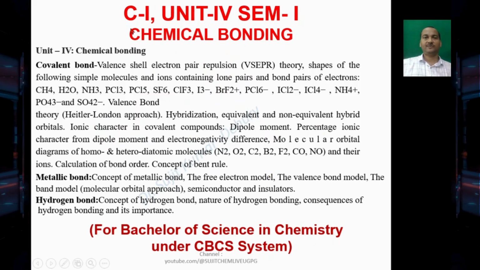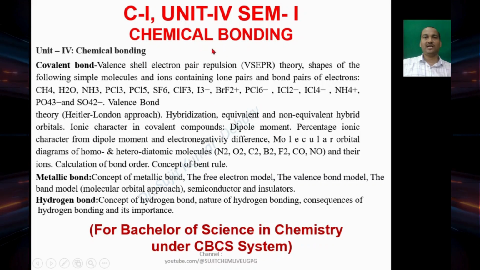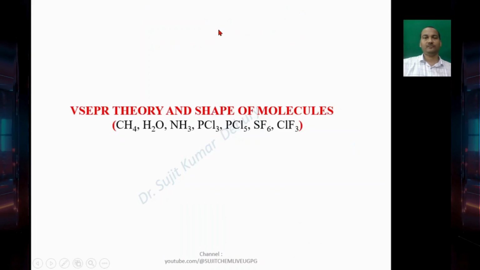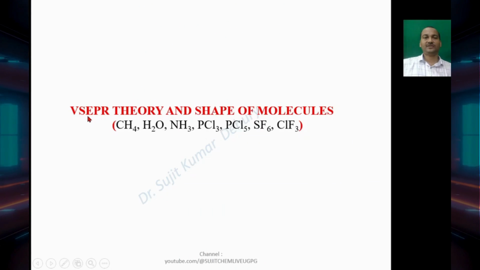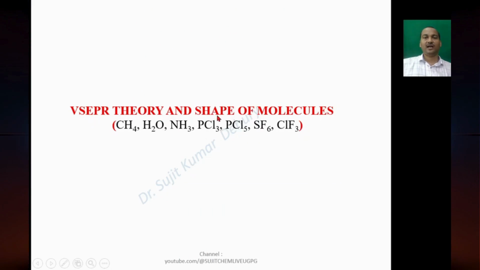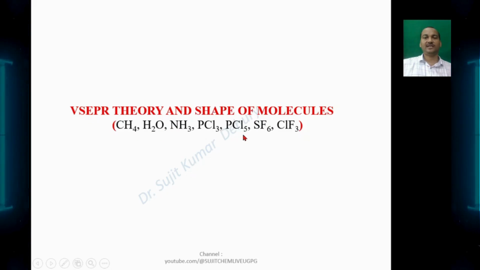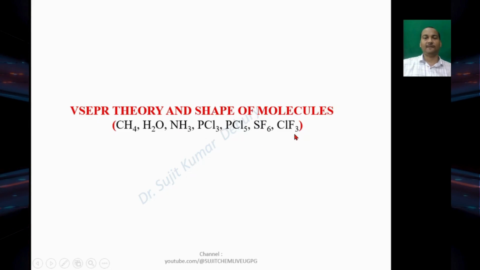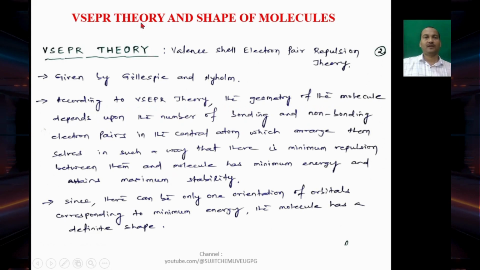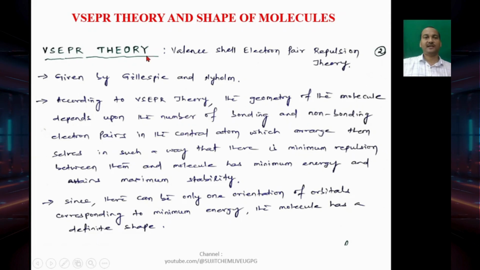So this is the syllabus for Core 1 paper Unit 4 Chemical Bonding. So today we are going to discuss VSEPR theory and shape of molecules like methane, water, ammonia, PCl3, PCl5, SF6 and ClF3. So let's discuss what is VSEPR theory.